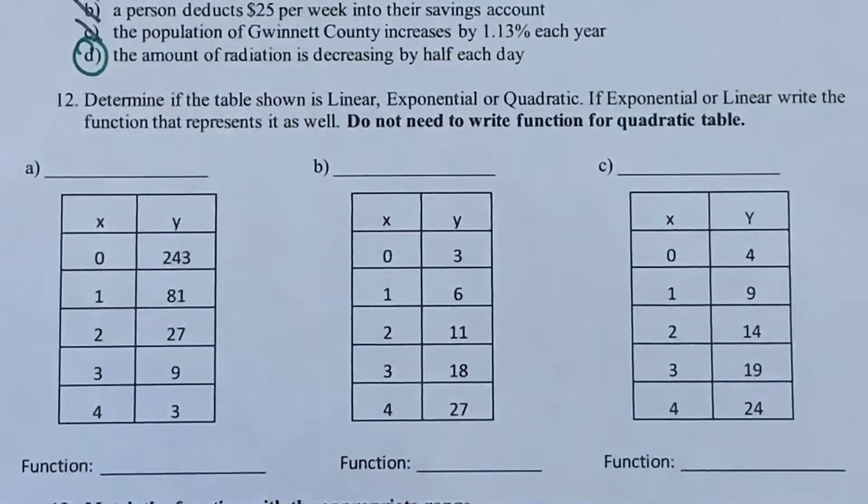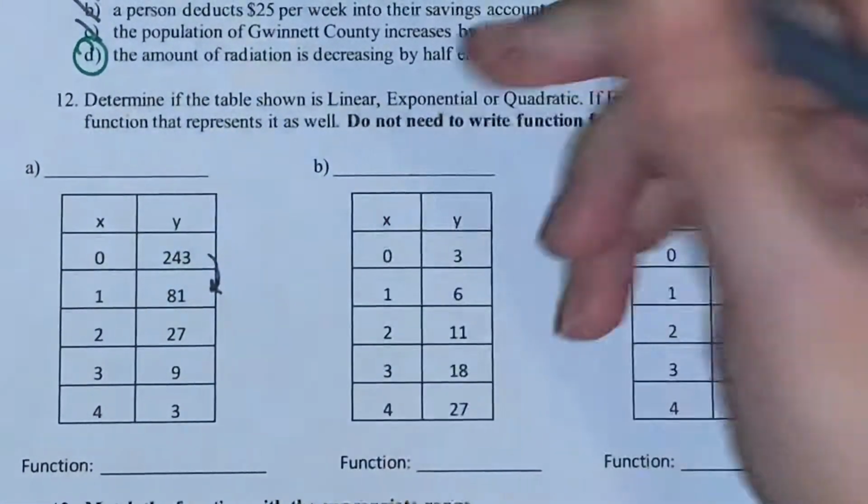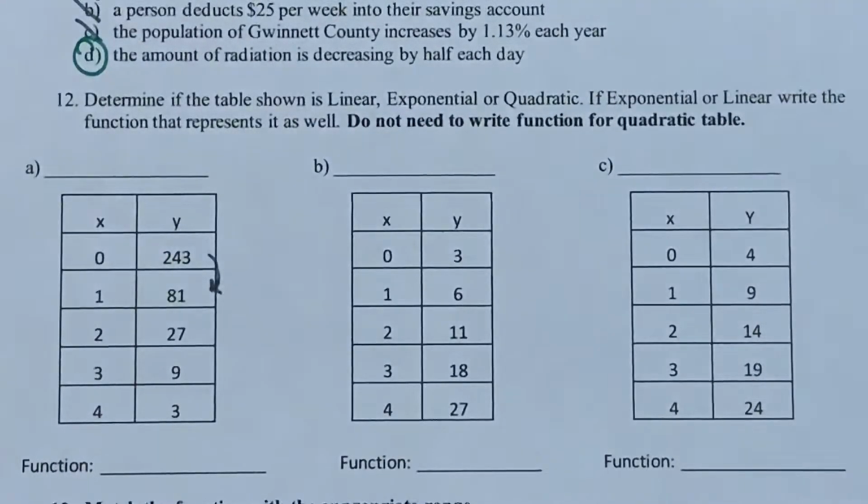So across the top here, we're just indicating, is this table linear, quadratic, or exponential? And the way we do that is checking the first differences, the second differences, and if none of that works, then we need to check for a common ratio. So the difference here is 243 to 81. That is a decrease, so a negative.